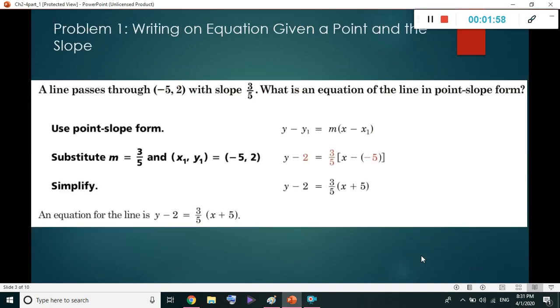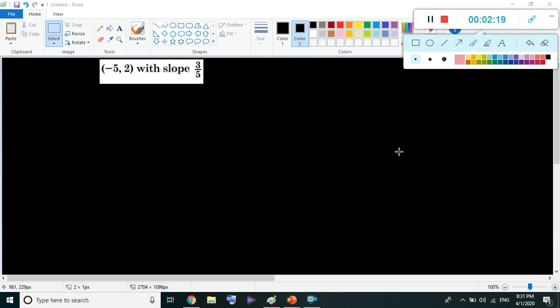Here we have the first problem. It talks about writing an equation given a point and the slope. So now let's solve this. A line passes through (-5, 2) with a slope of 3/5. What is the equation of the line in point-slope form? Let's solve it. We're going to use the point and the slope to make an equation in point-slope form. Let me just write the point-slope form here.